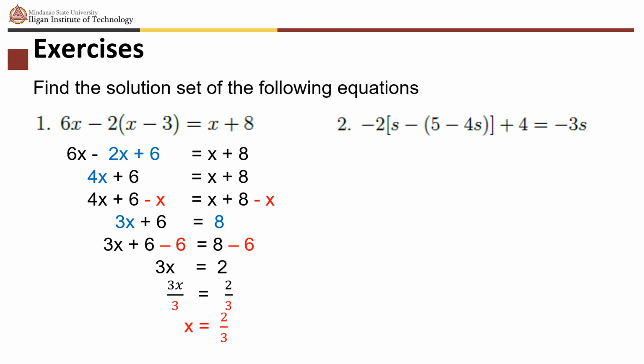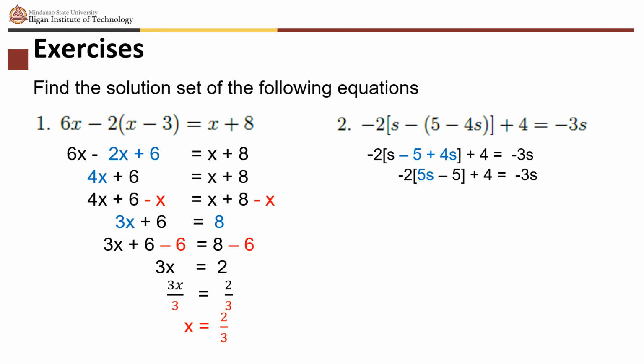On the other hand, for number 2, we have the following solution. First, we try to get rid of the inner parentheses here and come up with the following. Negative 2 times the quantity s minus 5. Then minus of minus 4s will give us plus 4s, plus 4 equals negative 3s. And then we group together s and 4s inside the bracket. So we'll have 5s minus 5 times negative 2, and then plus 4 equals negative 3s.